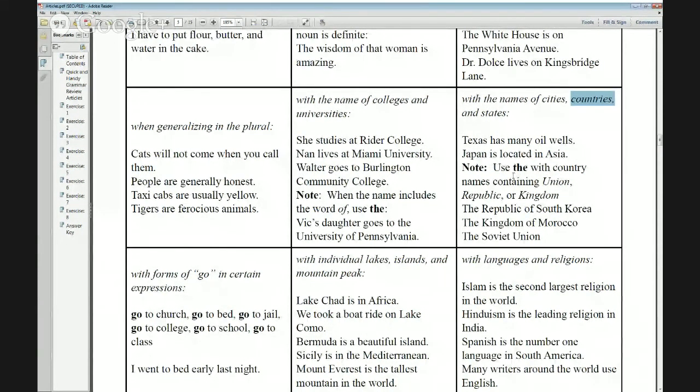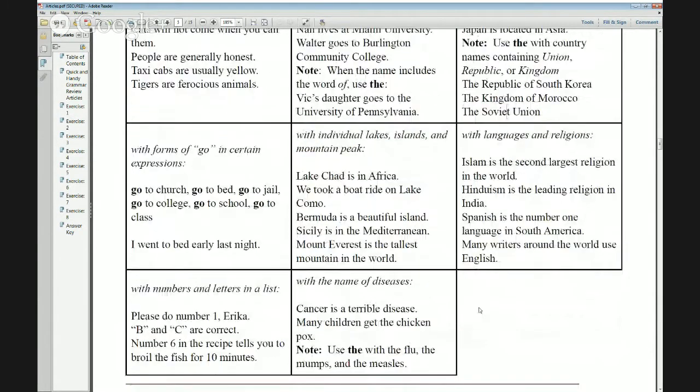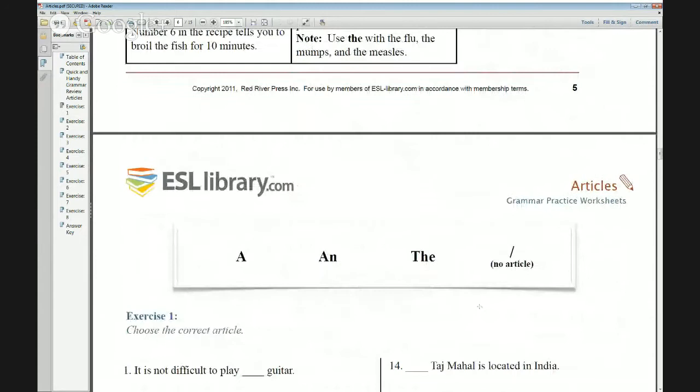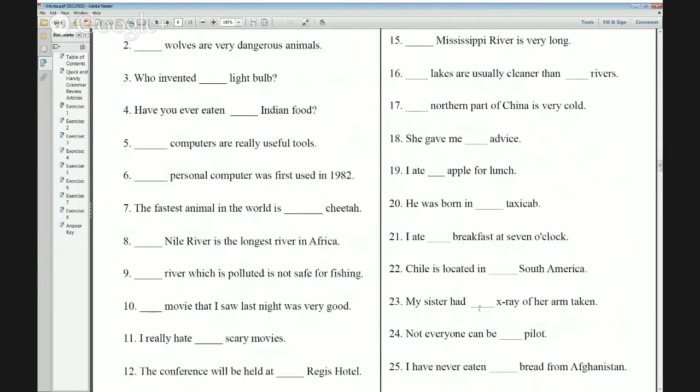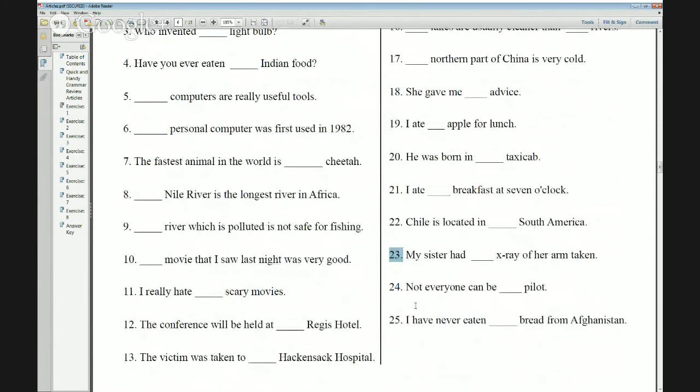Unless the country has union, like the United Kingdom, or they have the Republic of. So whenever you see of, we say the. Or the Soviet Union. Yeah. China, no articles. Spain, no. South America as a continent, no. And so on. South Africa, same. Okay, where are we? All right, 23. Julia?